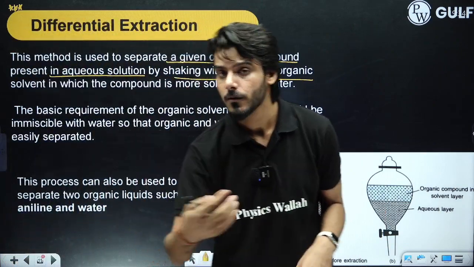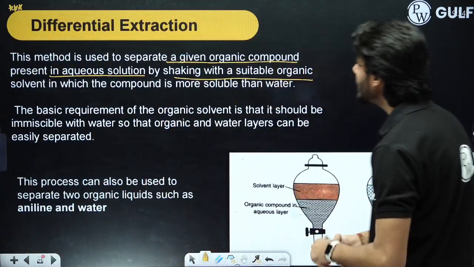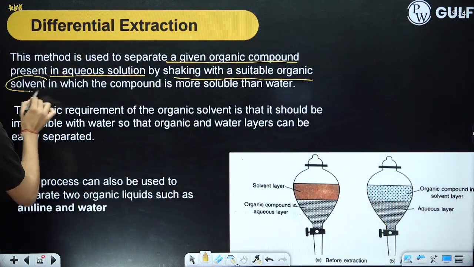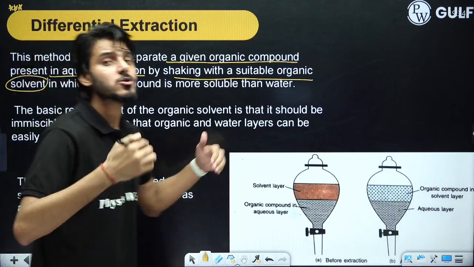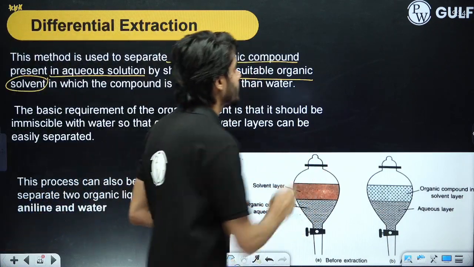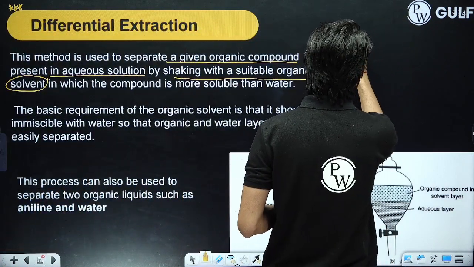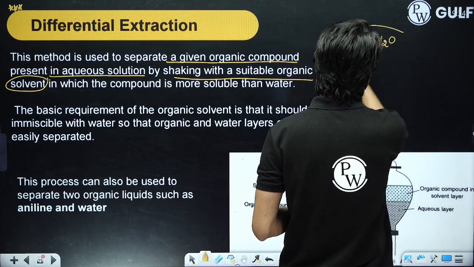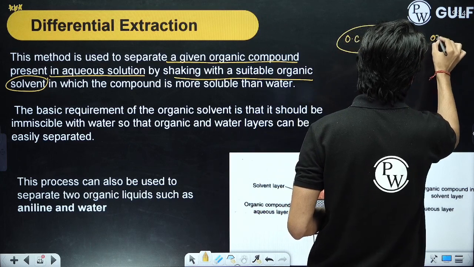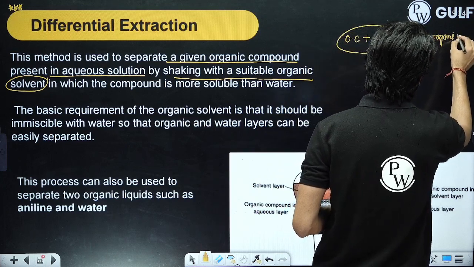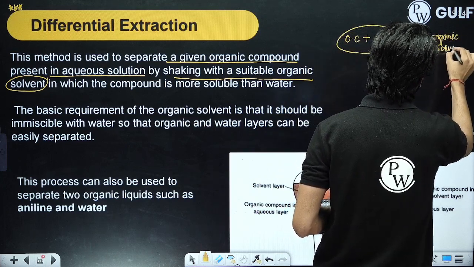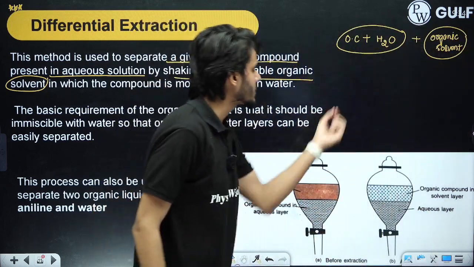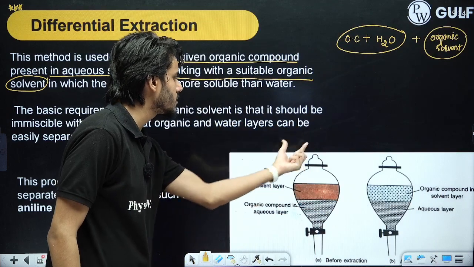You want to purify this. So what you will do, you will take an organic solvent in which the organic compound is more soluble than water. Let's understand this. The first thing you have is the organic compound, which is right now miscible in water. So you will add an organic solvent into it. Okay, now you will take these two in a single beaker.